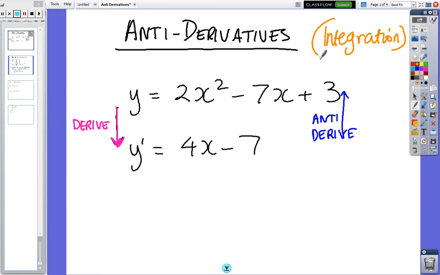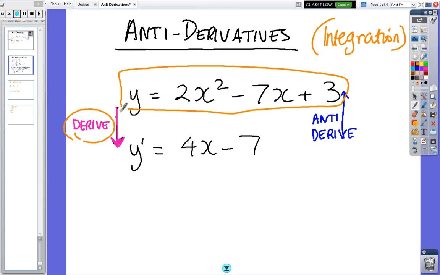Okay, so what we've done so far is we're using the shortcut. If we've got the function 2x squared minus 7x, we go 2 times 2 is 4, and then subtract 1, and then minus 7x turns into minus 7, and then the x disappears. So that's just using the shortcut. We're not using first principles. And so when we go down, that's called deriving. And if we had to go back to the original function, that's called anti-deriving or antiderivatives.